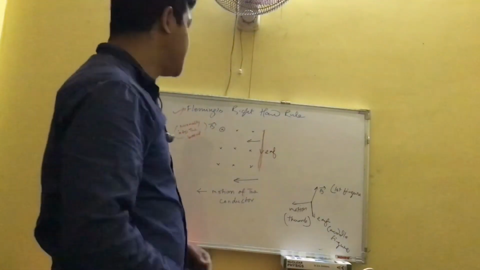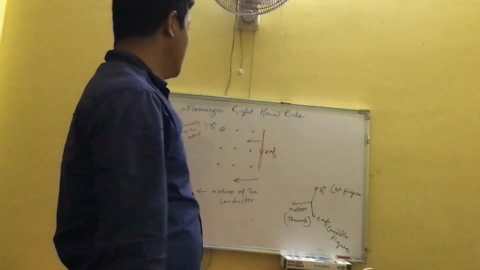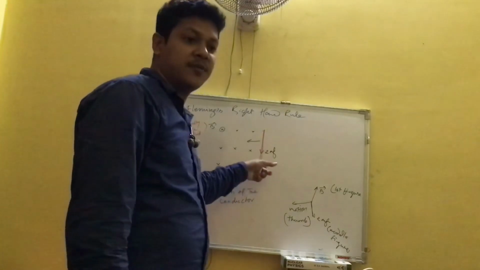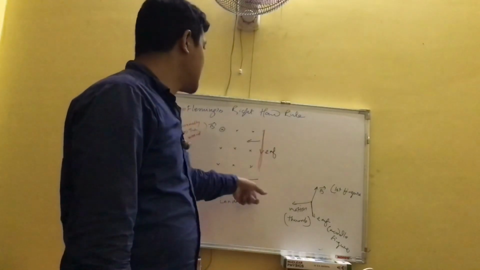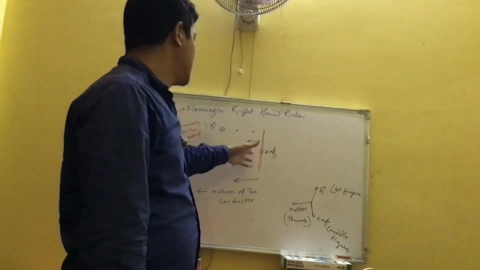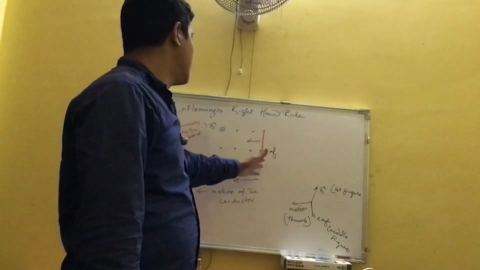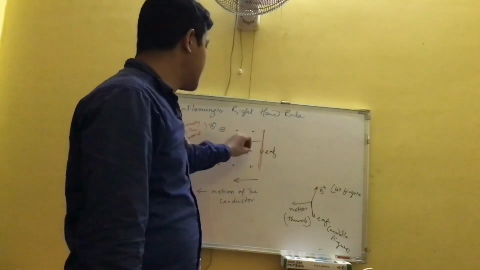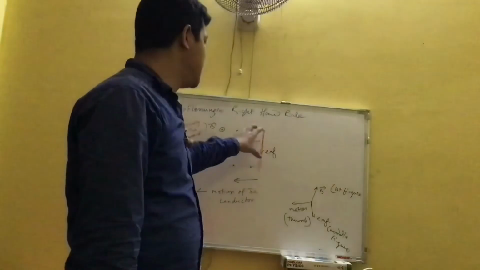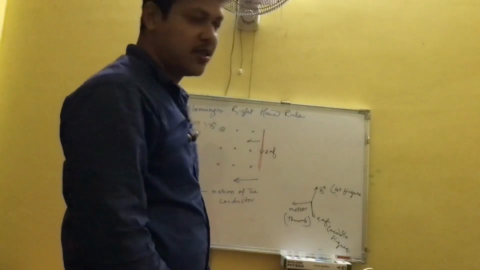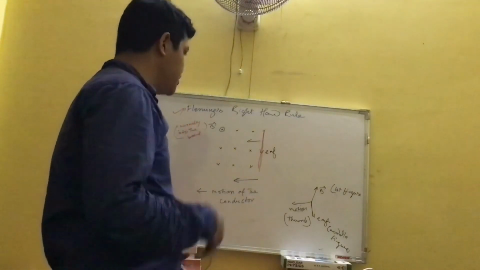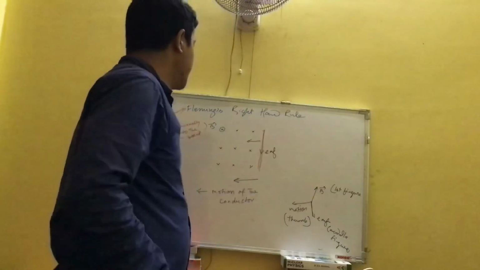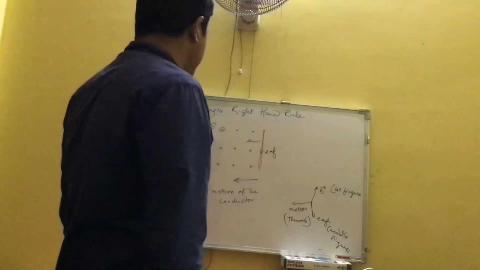Hope you have understood. This is Fleming's rule to determine the direction of EMF induced in a conductor or in a circuit while magnetic flux is being changed across it. Hope you have understood. In the next video we will discuss motional EMF, in the next class.